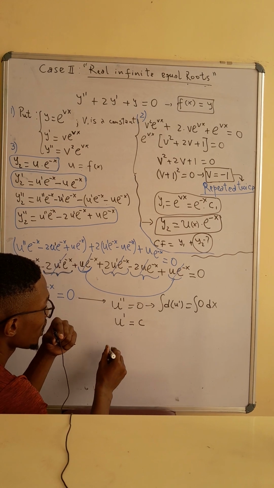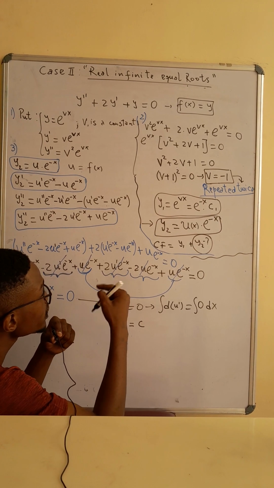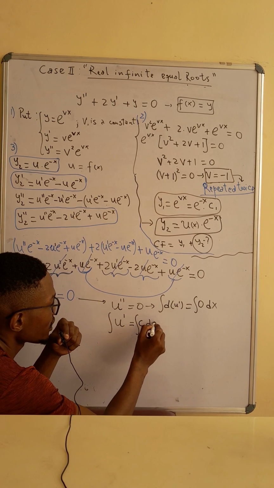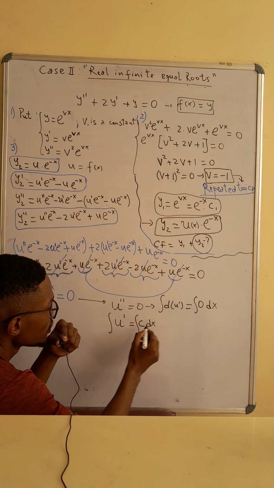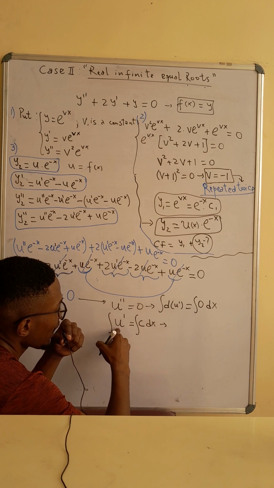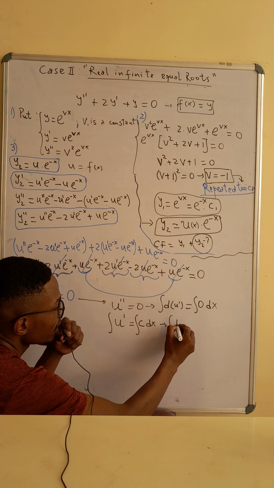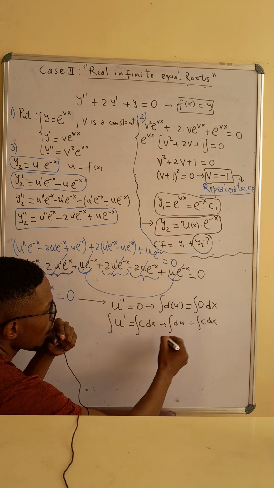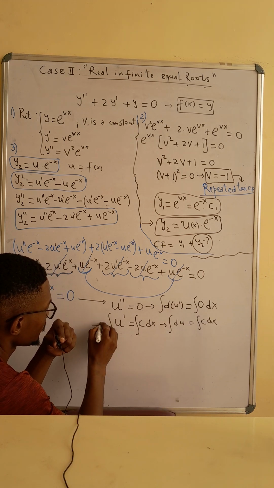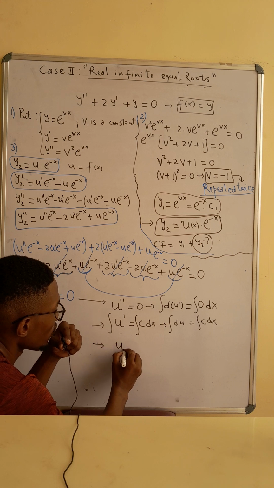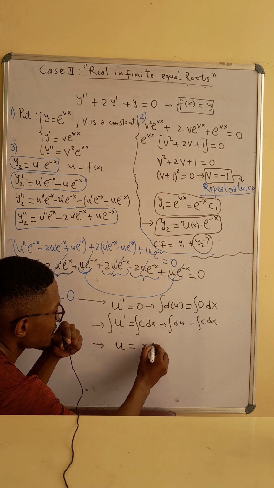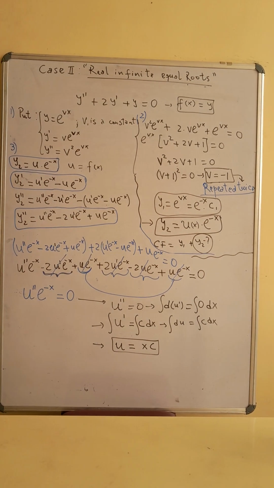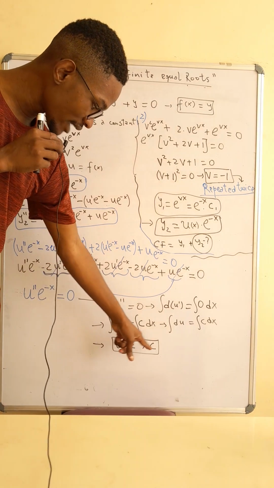Now that you have found this one, this is u dash. I want what is u, not u dash. Then I integrate again, this with respect to x. So when I integrate this again, what will I get? U dash will be the same as integration of du/dx, and here I will get c dx. So what will it be? It will be u equal to x times c. Okay? As you can see, u is equal to x times c.